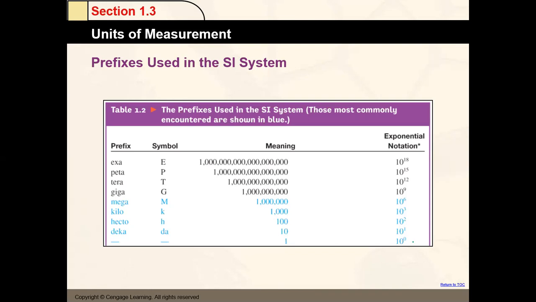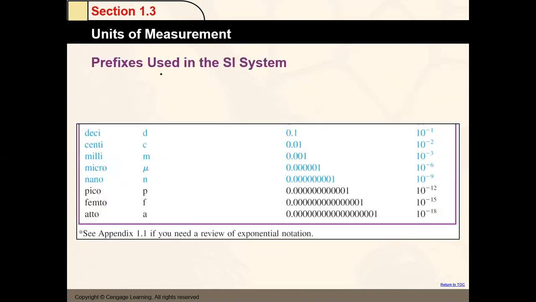So that's why we use different types of conversions. Those are really prefixes that are magnifying or reducing. In the next slide, we will have reducing. Example here, we'll have for smaller. Deci is 1/10.